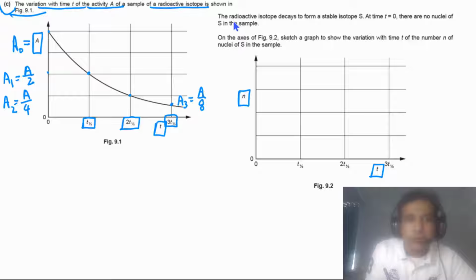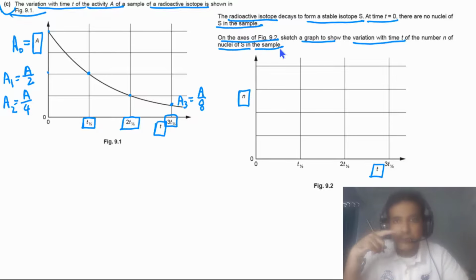If you read this question, it is given that the radioactive isotope decays to form a stable isotope capital S. At time t equal to 0, there are no nuclei of S in the sample. On the axis of figure 9.2, sketch a graph to show the variation with time t of the number N of nuclei of S in the sample. So we need to sketch a graph to show how the number of nuclei of S increases with time.